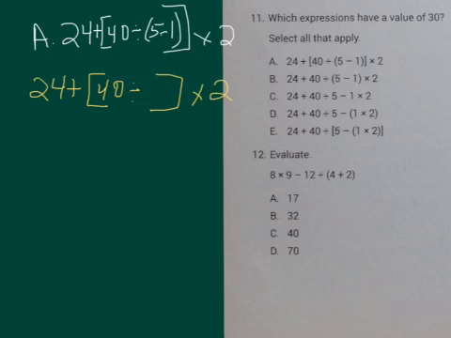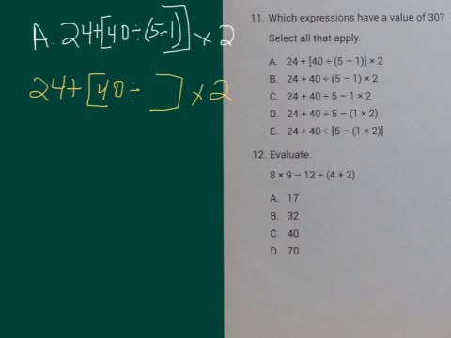Okay, so let's look at number 11. So in number 11 it says, which expressions have a value of 30? And then it says, select all that apply. So what this is saying, basically, you're going to have to work out each and every problem to see which ones are the value of 30. So let's go ahead and start with A.